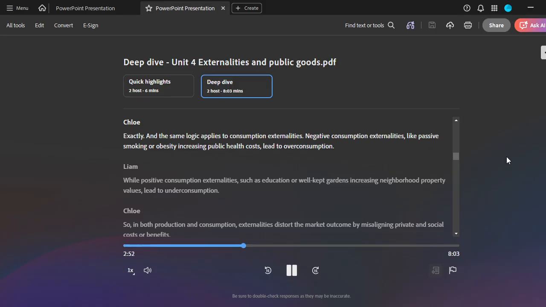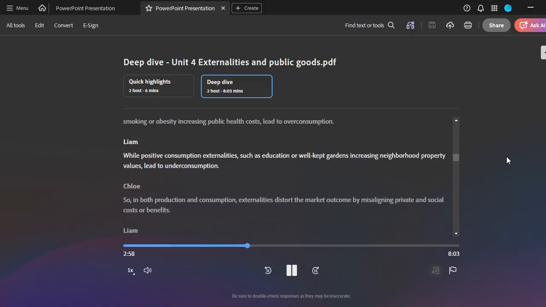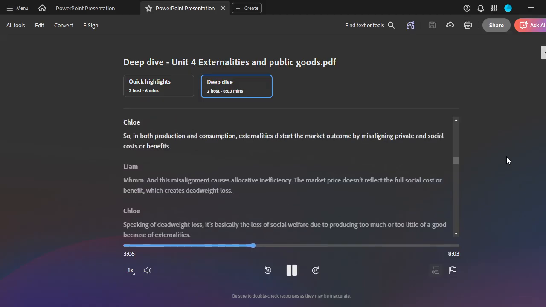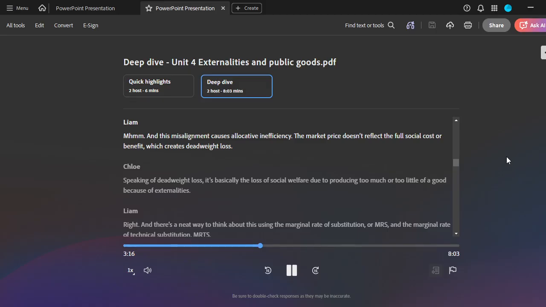Negative consumption externalities, like passive smoking or obesity increasing public health costs, lead to overconsumption. While positive consumption externalities, such as education or well-kept gardens increasing neighborhood property values, lead to underconsumption. So in both production and consumption, externalities distort the market outcome by misaligning private and social costs or benefits. And this misalignment causes allocative inefficiency.